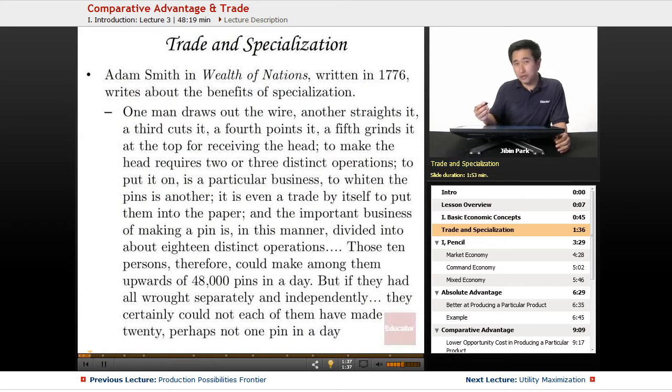So, trade and specialization. The father of modern economics, Adam Smith, wrote an excerpt in 1776, the most famous document written in 1776, the Wealth of Nations. He writes about the benefits of specialization. Now this book is over 1,000 pages, so obviously this section is just a snapshot of what Adam Smith is talking about, but it really highlights why specialization is important.